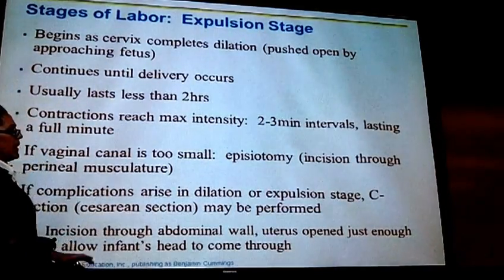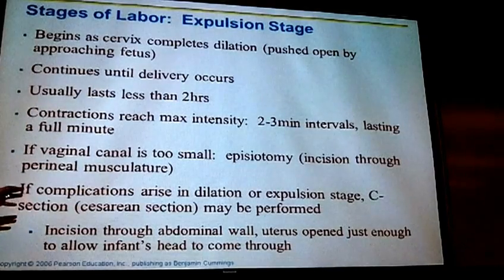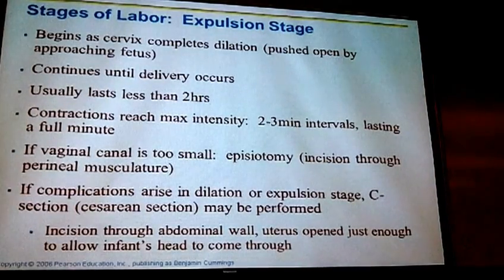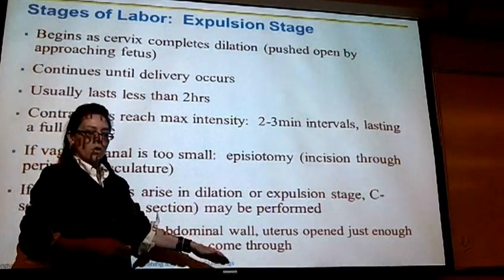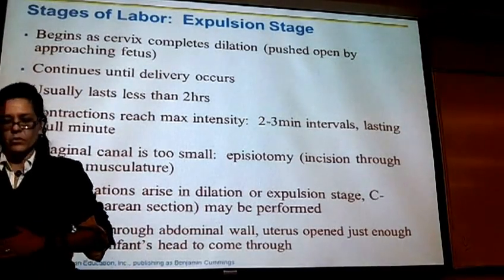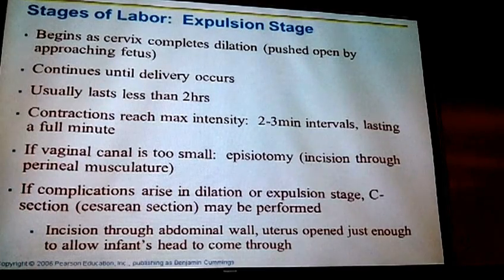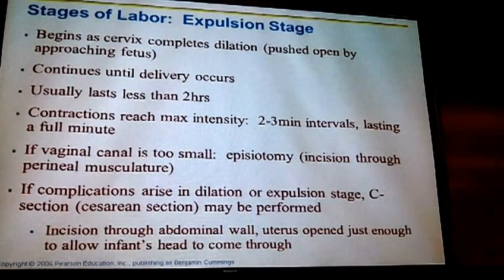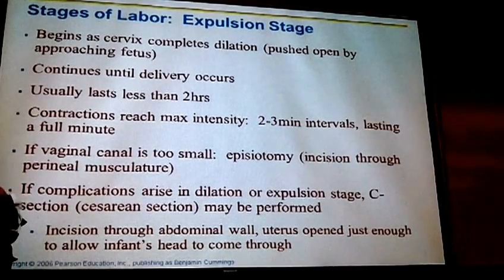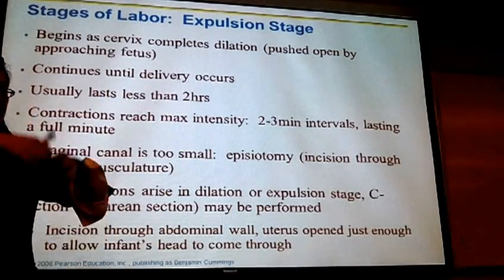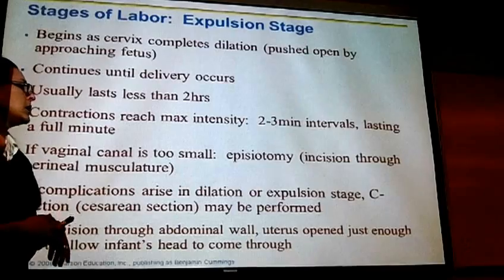Now, the other thing that can happen is C-sections. What a C-section is, they're going to cut through the abdominal wall. So you cut through here, cut through your abdominal muscles, connective tissue, and then cut into the uterus just enough to allow the infant's or the fetal head to come out. And again, once the head and shoulders are out, everything else comes out easily.